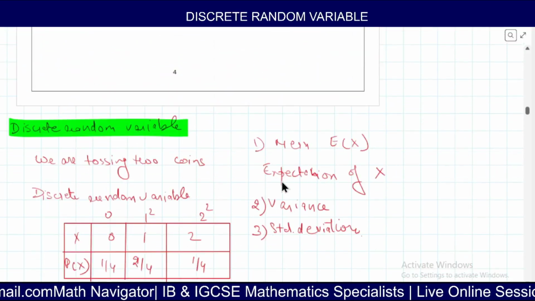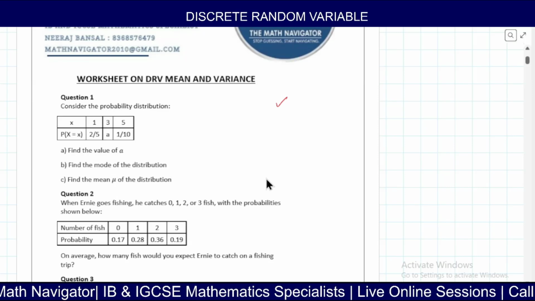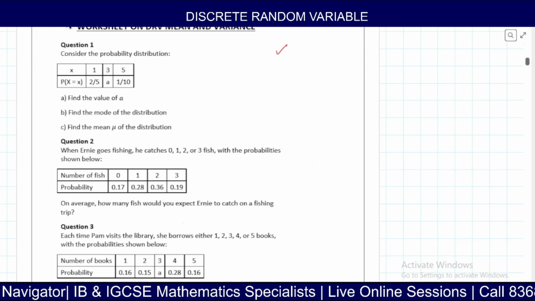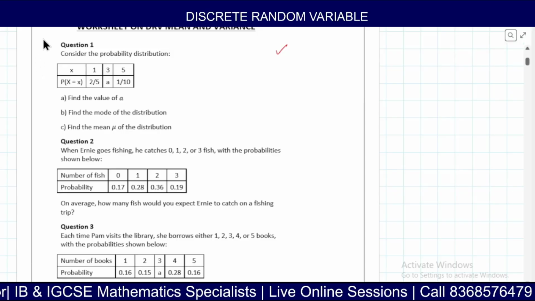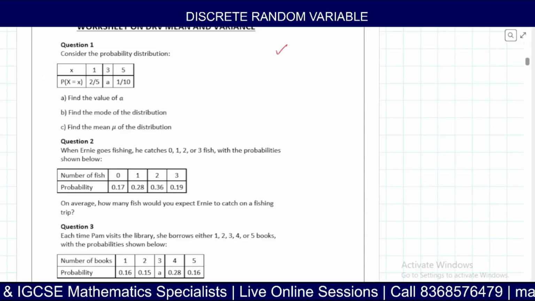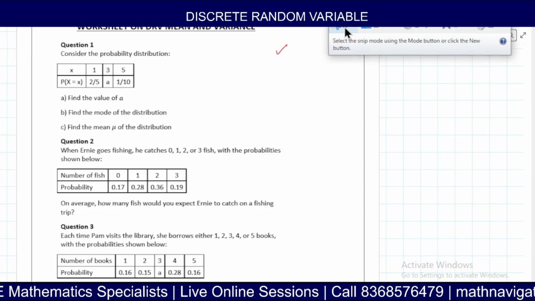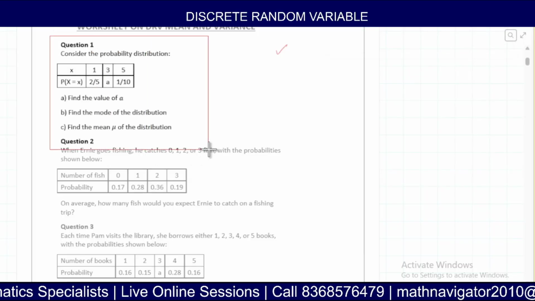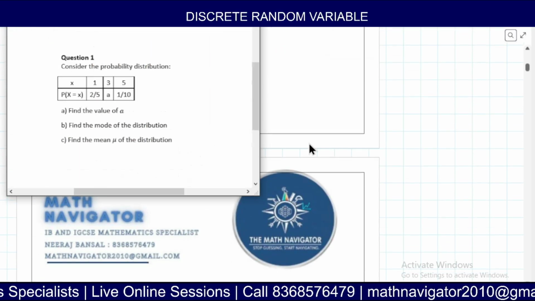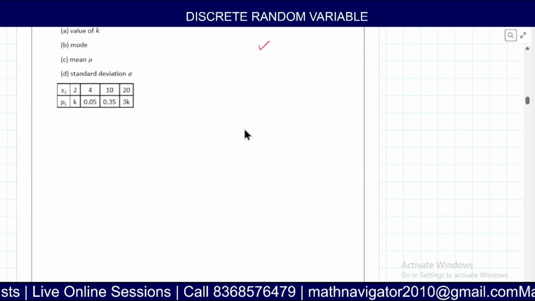So let's come to the questions. I'm taking this question first, which is a simpler one. I'll explain how you can do it on the calculator and how you can do it without the calculator as well. Without the calculator, I have already told you, you have to make the table and then find the values. So let's do it.